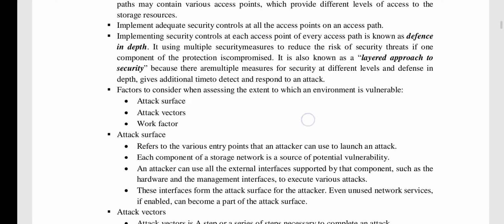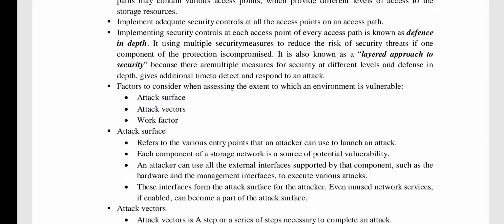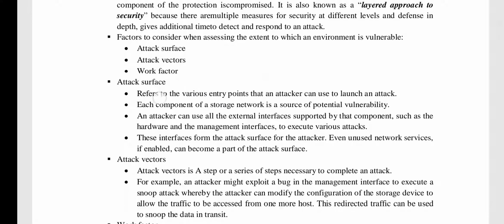Then what are the factors to consider when assessing the extent to which an environment is vulnerable? There are three main factors. The first is the attack surface, that means the various entry points an attacker can use to launch an attack.